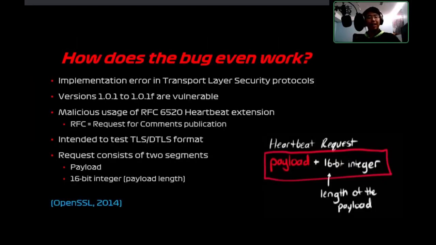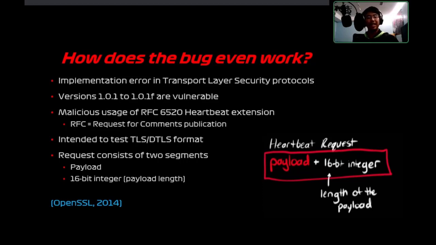So, how does the Heartbleed bug even work? As the bug is an implementation error in TLS, which is the Transport Layer Security protocol, any version of OpenSSL without the fix, versions 1.0.1 to 1.0.1f specifically, are vulnerable. The Heartbleed bug was actually a malicious usage of the RFC 6520 Heartbeat extension, RFC being the Request for Comments publication which initially proposed the extension.